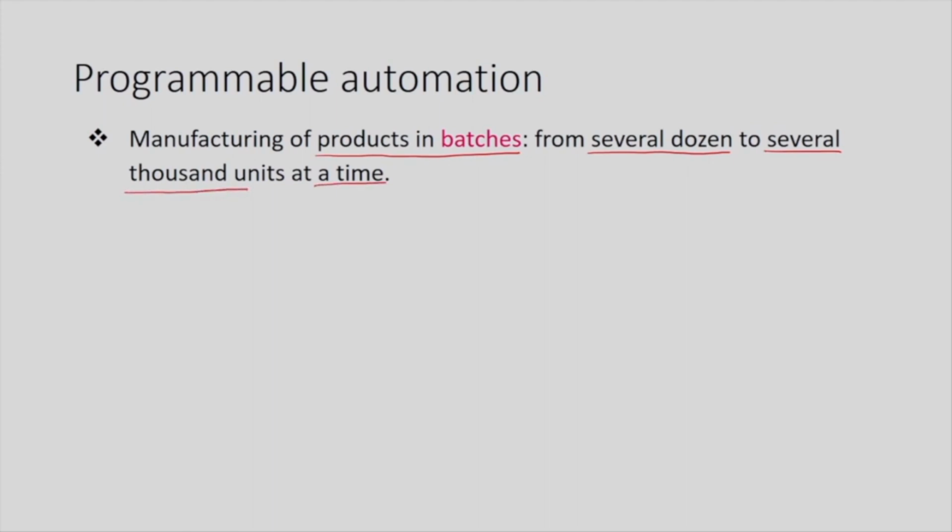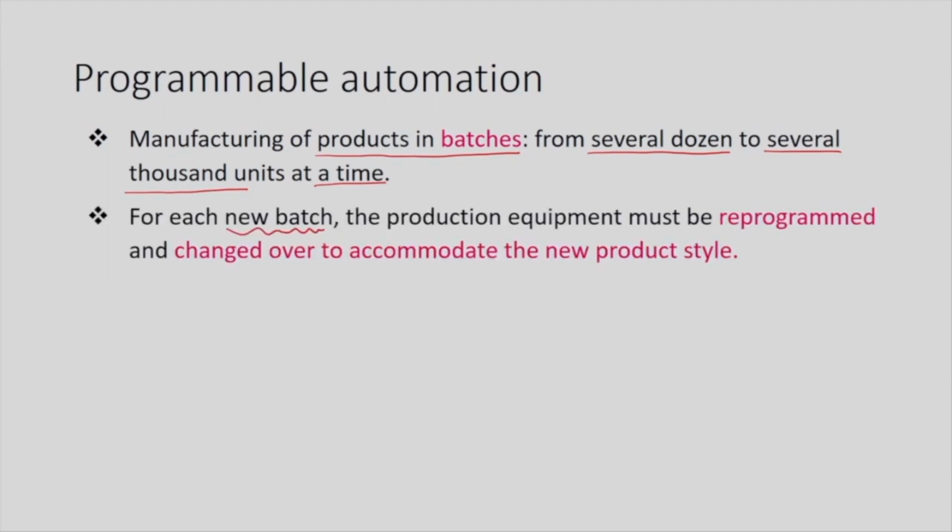So, if the requirement is to manufacture only one product, then what is the equipment needed? For every new batch, the production equipment must be reprogrammed. As I mentioned, if we are changing the product design, we have to reprogram the equipment, and this time is required to accommodate the new product style.